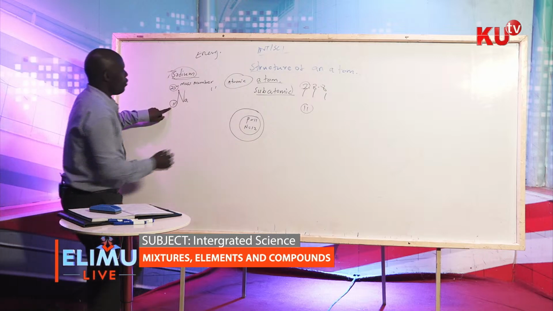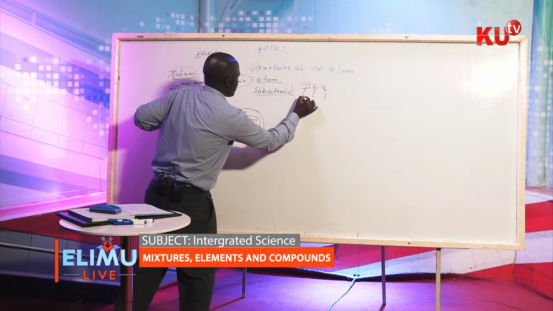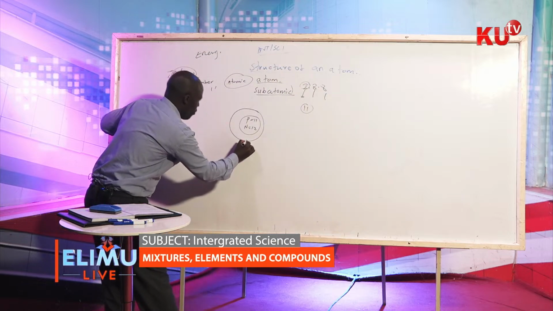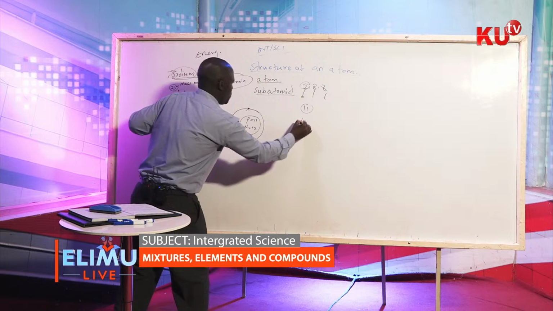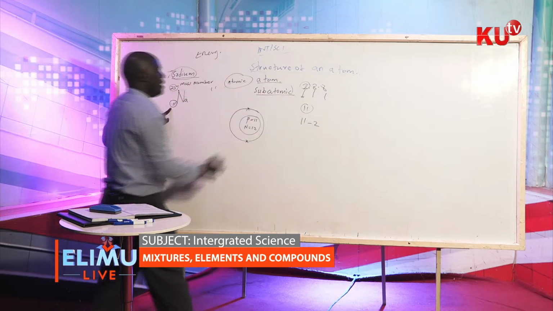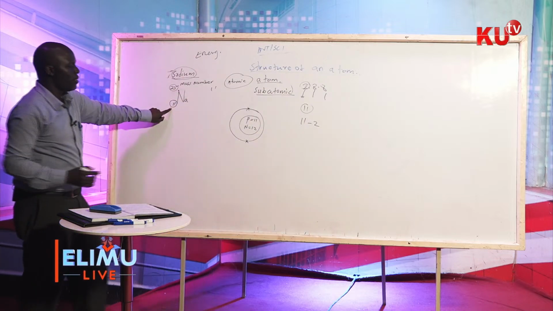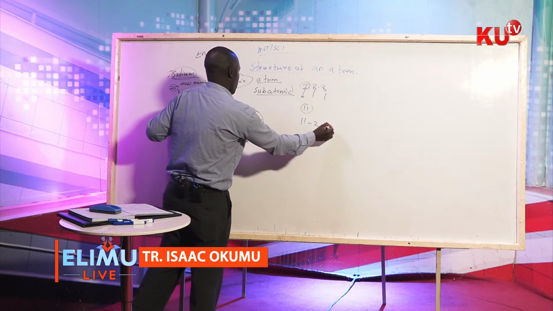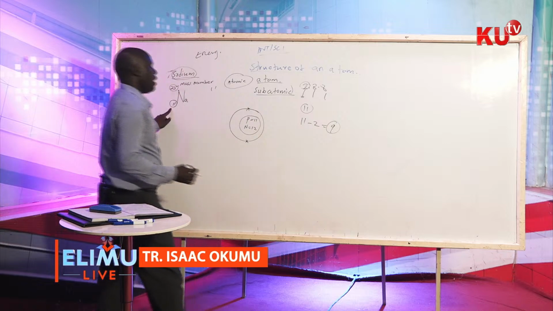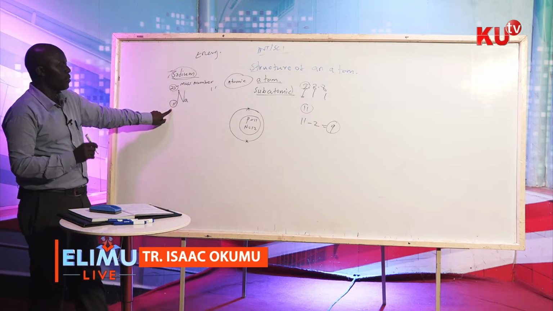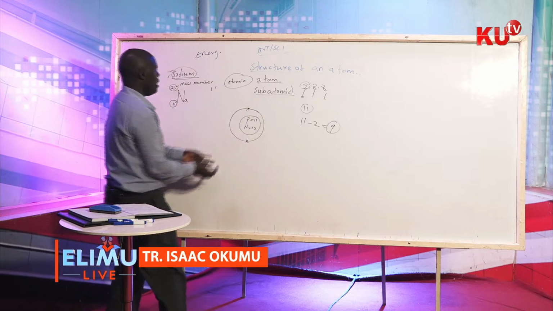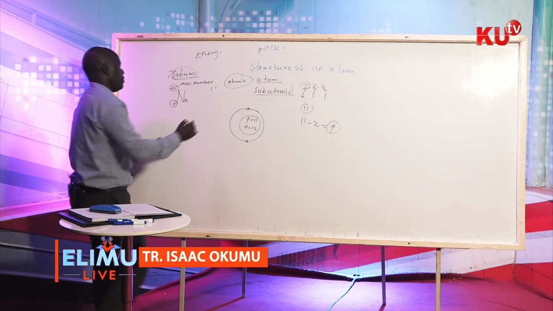So we know that the first energy level must carry a maximum of 2. Therefore, in the first energy level, we have 1, 2. This 2 must be subtracted from 11, the total number of electrons. So when we subtract 11 minus 2, we remain with 9. So we still have 9 more electrons to arrange. That means we are through with the first energy level, and therefore we are going to the second energy level.